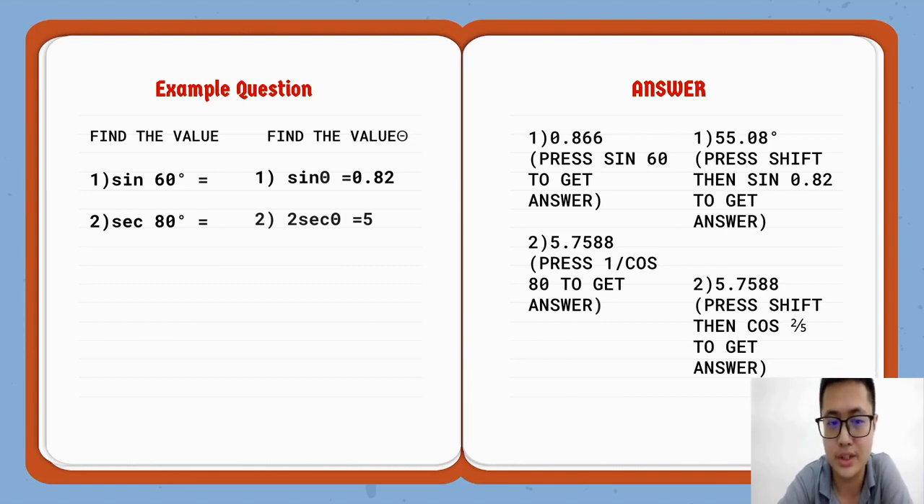Let's do another question. Find the value of theta. Sine theta equals 0.82. So we need to press shift then sine 0.82 to get the answer. Number two is 2 sec theta. We need to press shift then cos 2 over 5 to get the answer.